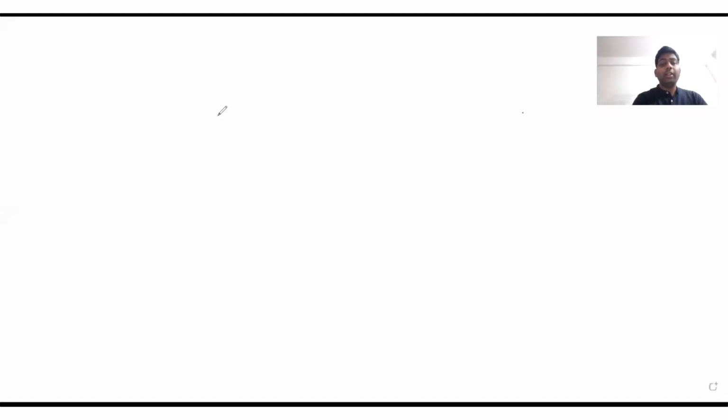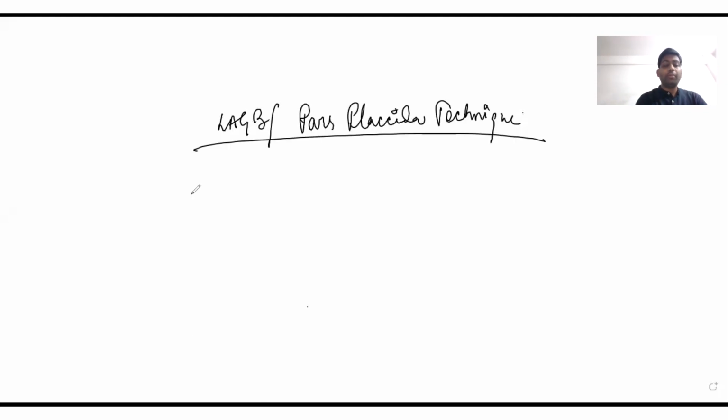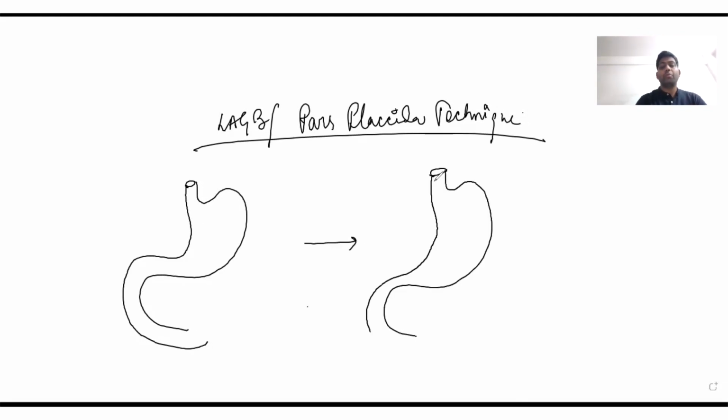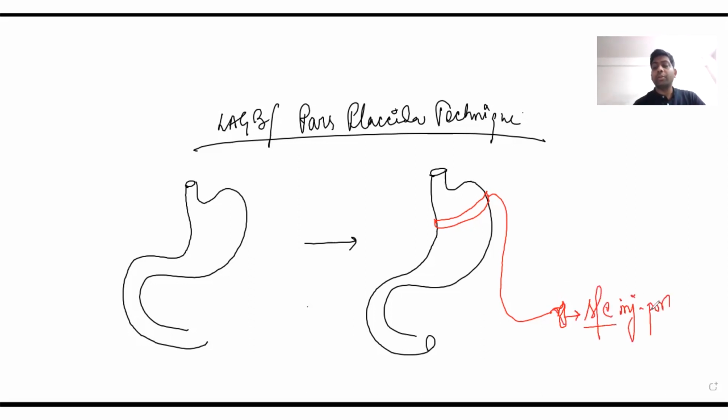Let us first look at the lap adjustable gastric banding or the pars flaccida technique. What we do in the pars flaccida technique is, this is the stomach. We insert a band just below the gastroesophageal junction. This band can be adjustable depending on the amount of the fluid which is inserted through this injection port. This injection port is placed subcutaneously. So this is the lap adjustable gastric band which is placed just below the gastroesophageal junction to create a small pouch of stomach. This is a small pouch of stomach and volume is around 30 ml. This is the functional gastric pouch.